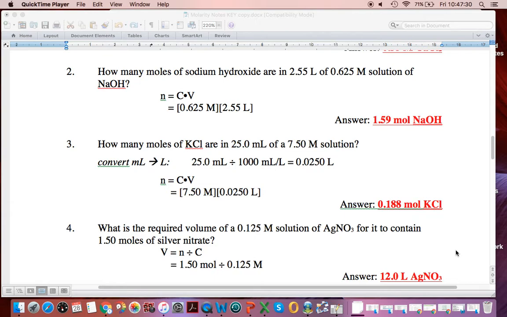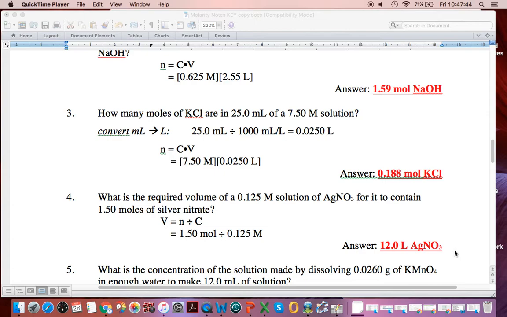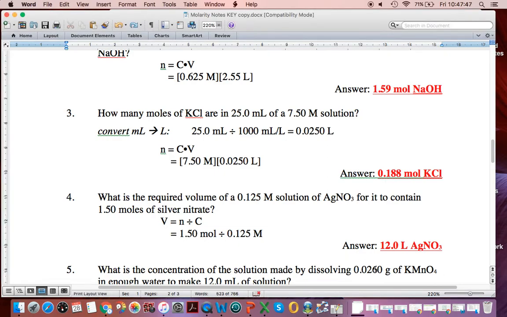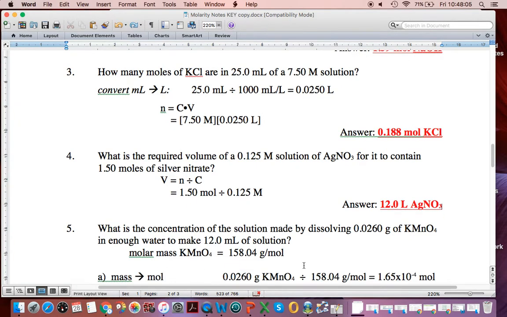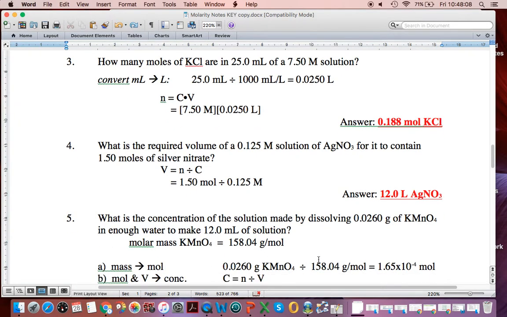Number 5, 6, and 7 are still going to use the n, C, V formula, but they're also going to be asking you to remember how to convert between mass and moles. So 5, 6, and 7 are all 2-part questions. We are given a mass, and we're given a volume, and we have to get a concentration. If we're after concentration, we know concentration is n divided by V, but we don't have moles directly. We've got to convert our mass to moles. So that's our first step. We have a molar mass, so we can do that conversion. And that's what you're seeing there.